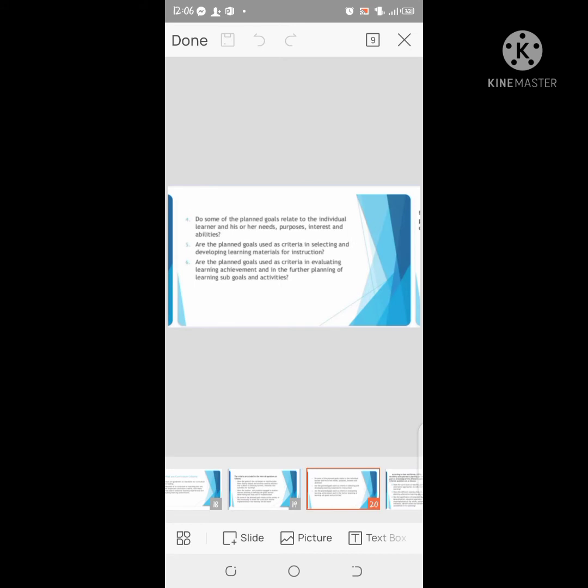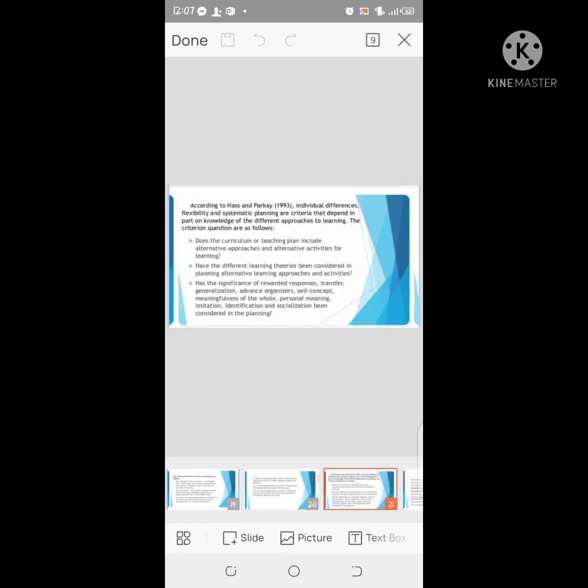So, next we have, do some of the planned goals relate to the individual learners in his or her needs, purposes, interests, and abilities? And number 5, are the planned goals used as criteria in selecting and developing learning materials for instruction? And then number 6, are the planned goals used as criteria in evaluating learning achievement and in the further planning of the learning sub-goals and objectives? So those are the following questions that can serve as criteria for curriculum.